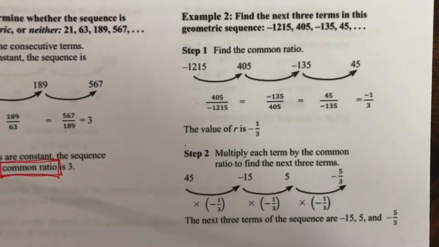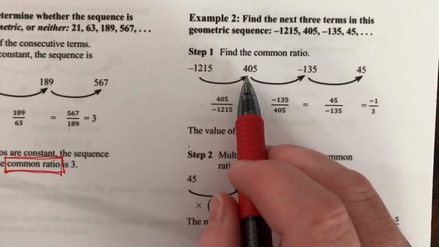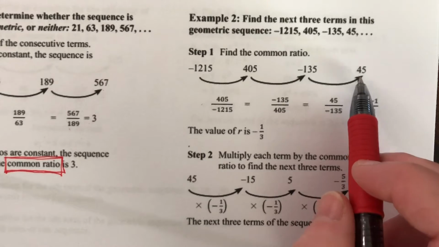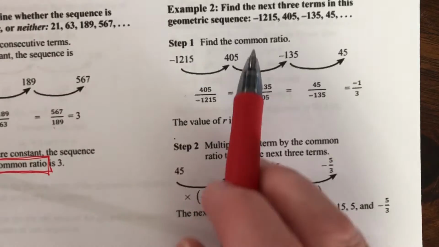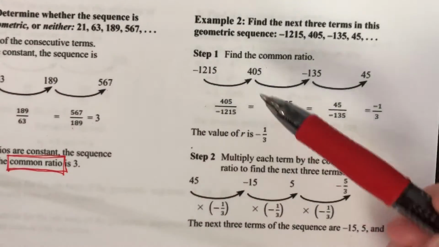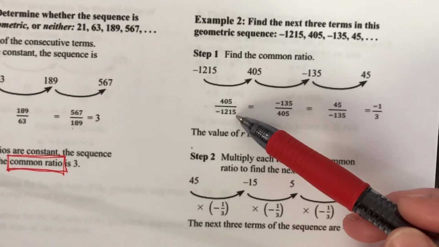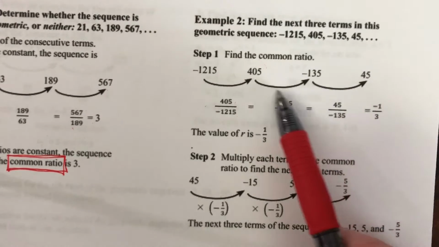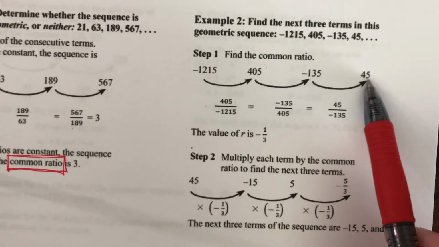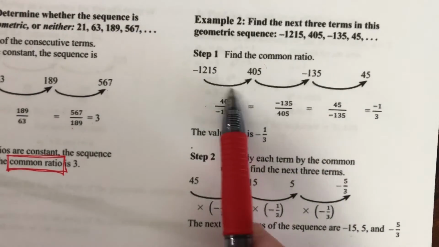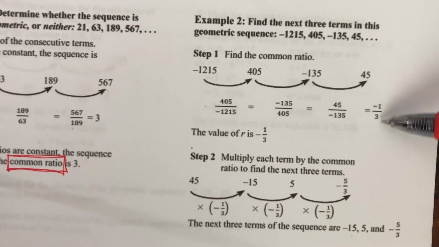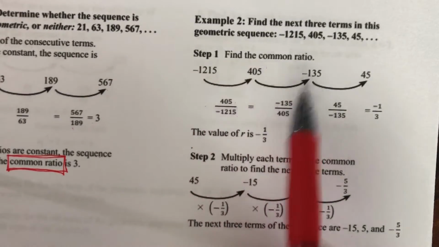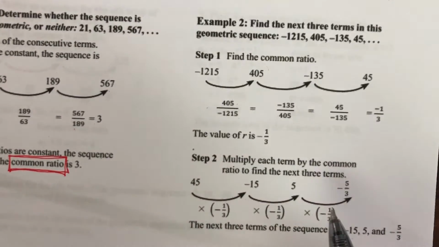Okay, let's look at another one here. We have -1215, positive 405, -135, positive 45. At first glance, it doesn't look like there's any pattern here. So if we start with the second number and divide by the first, we get 405 divided by -1215. Then -135 divided by 405, and 45 divided by -135. If we simplify all of these fractions, they are all equal to -1/3. So to get from one number to the next, you are multiplying by -1/3.